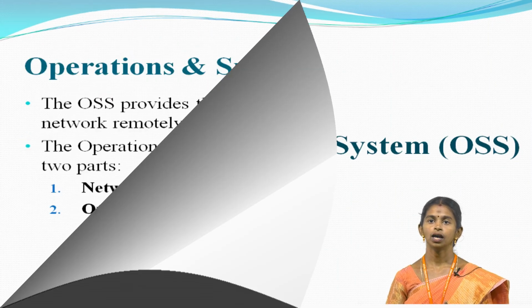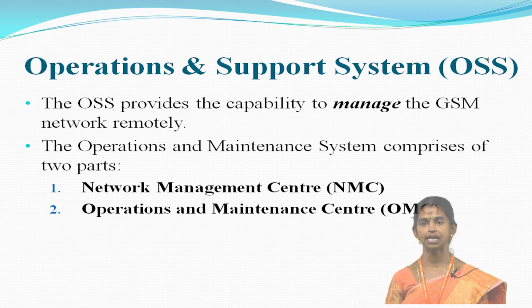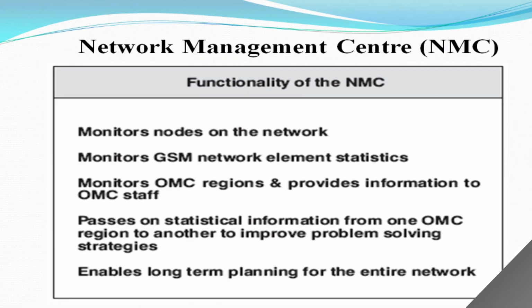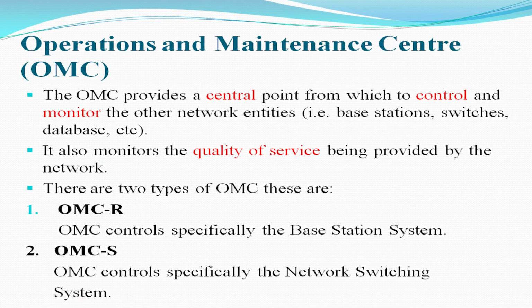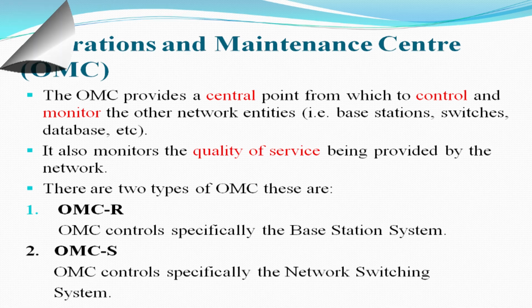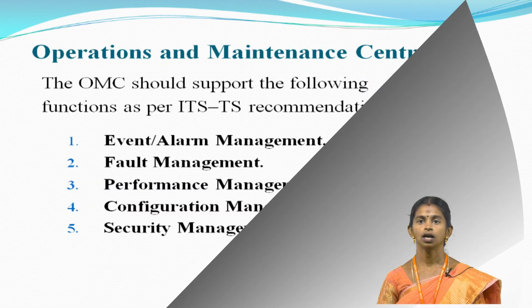OSS provides the capability to manage the GSM network remotely. Generally it is defined as two parts, NMC and OMC. NMC and its functionality are displayed here. OMC provides a central point from which to control and monitor the other network entities. It also monitors the quality of service being provided by the network. Generally there are two types of OMC, OMC-R and OMC-S. OSS diagram is displayed for your reference.